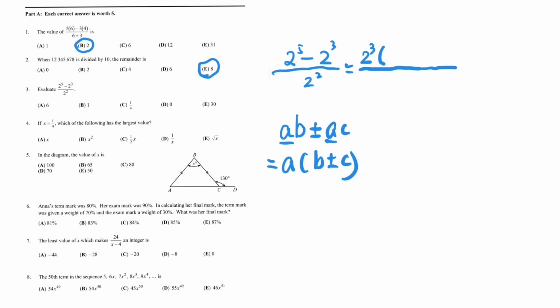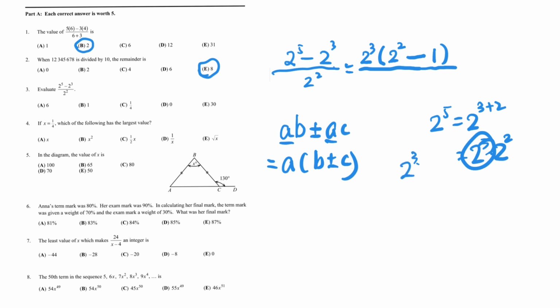The first term leaves us 2 to the power 2. The second one leaves us 1. 2 to the power 5 we can write as 2 to the power 3 plus 2, that's 2 to the power 3 times 2 to the power 2. That's why we factor out 2 cubed. And the 2 cubed, we can write as 2 cubed times 1. Factoring out 2 cubed leaves us 1 over 2 squared.